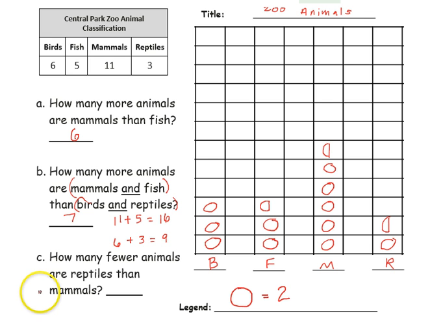And the last question, how many fewer animals are reptiles than mammals? We have 11 mammals, and we have 3 reptiles. 11 minus 3 is 4. That means there are 4 fewer reptiles than mammals.